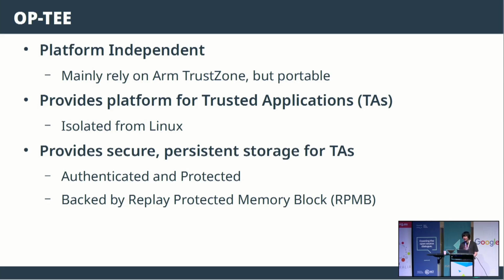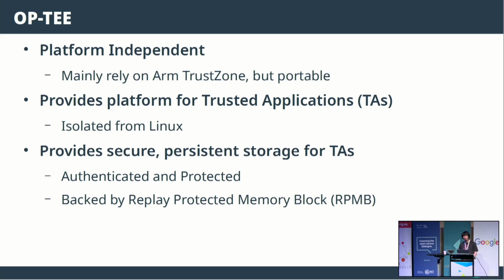So let's talk about OP-TEE. OP-TEE is another open source security enclave operating system. It mainly relies on the ARM processor's TrustZone feature for secure isolation, but the core design of this operating system is portable and architecture independent. You can port it to, for example, RISC-V or other custom architectures.